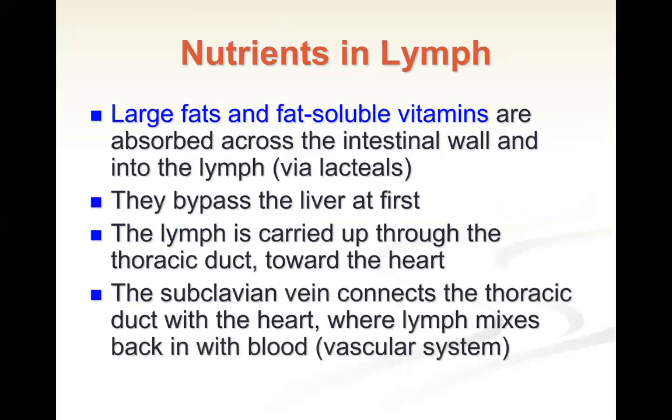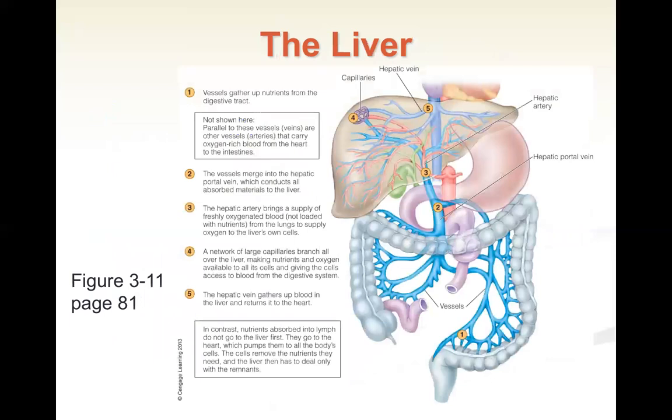Nutrients in lymph. The fats and fat-soluble vitamins are absorbed across the intestinal wall into the lymph. So, fats and fat-soluble vitamins cannot be absorbed directly into the bloodstream. At first, they bypass the liver, where the bloodstream does go directly to the liver, and they're carried up towards the heart. Then they can mix back in with our blood. So this is a picture of the liver and how the liver can get nutrients from the intestines, bring them to the liver, etc. So you can read more about that here.